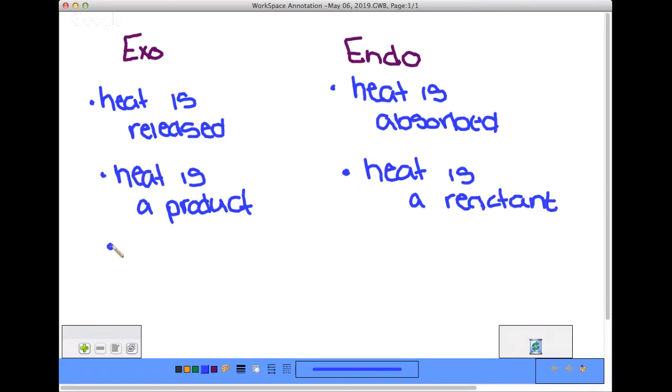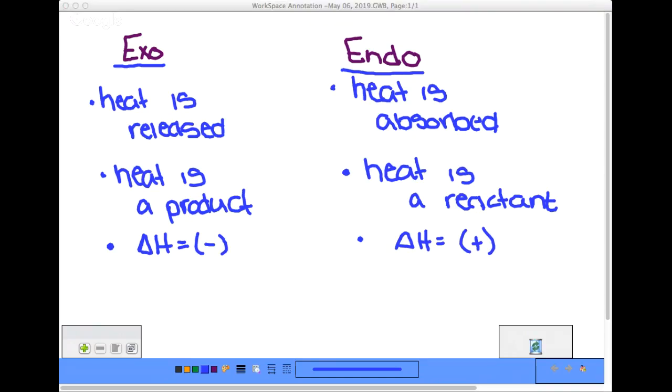And another one that we can think about is delta H. So if it's exothermic, delta H is negative. If it's endothermic, delta H is positive. You can think of this negative as heat leaving the system, so it's being released, so it's losing it, which is negative. Heat's being absorbed, so delta H is positive. So those are your differences between exothermic and endothermic. I'm not quite sure if that answers your question, but that's how you would tell.